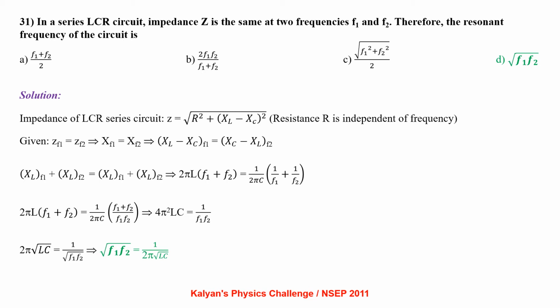Given Z(f1) equal to Z(f2), that is X(f1) equal to X(f2). XL minus XC at f1 equal to XC minus XL at f2. Upon simplifying these values, we get root of f1 f2 equal to 1 by 2π root LC, which is nothing but resonant frequency.